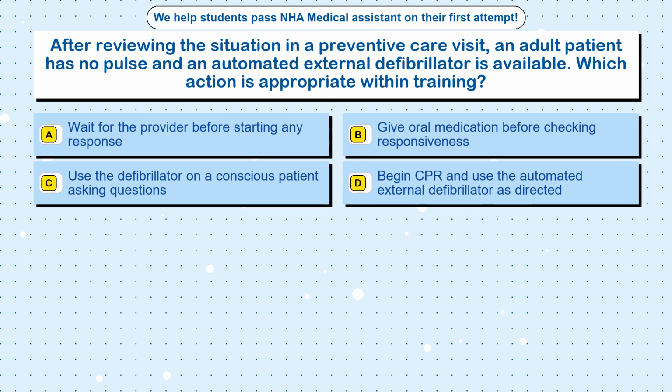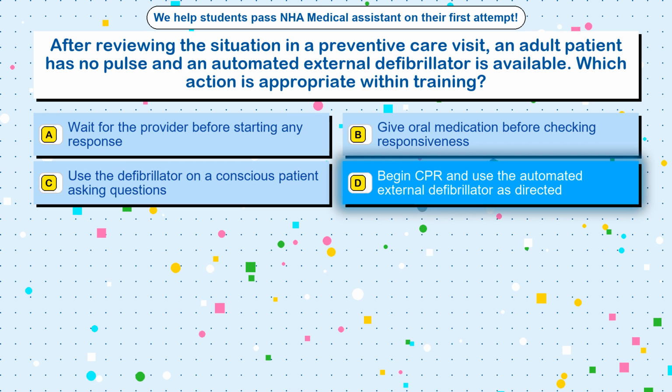Question 73. After reviewing the situation in a preventive care visit, an adult patient has no pulse and an automated external defibrillator is available. Which action is appropriate within training? Option A. Wait for the provider before starting any response. Option B. Give oral medication before checking responsiveness. Option C. Use the defibrillator on a conscious patient asking questions. Option D. Begin CPR and use the automated external defibrillator as directed. The correct answer is option D.